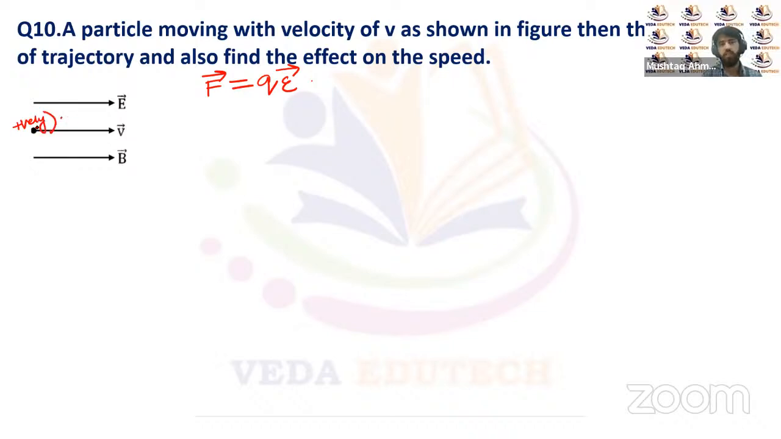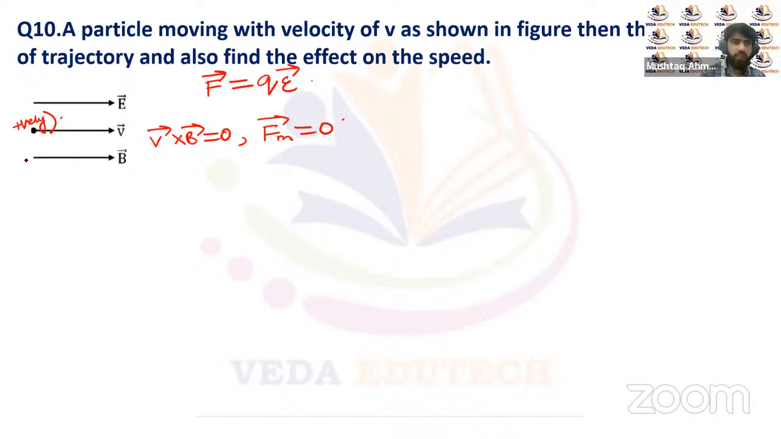Let's first suppose that this charged particle is a positively charged particle. Now you can see here the velocity vector is along the magnetic field vector. We can say that V cross B here will be equal to 0. If V cross B is equal to 0, there will be no magnetic force at all. So the magnetic force on this charged particle will be 0 in this case.